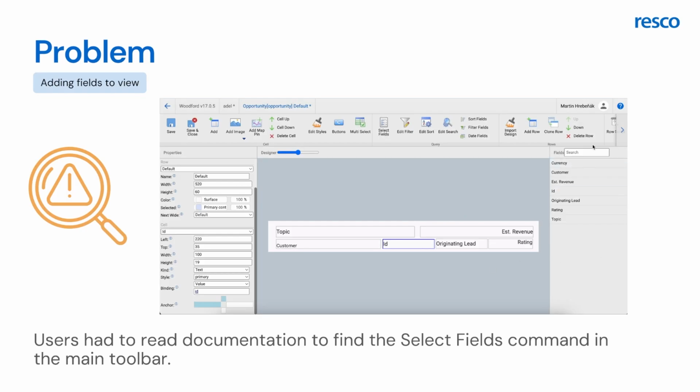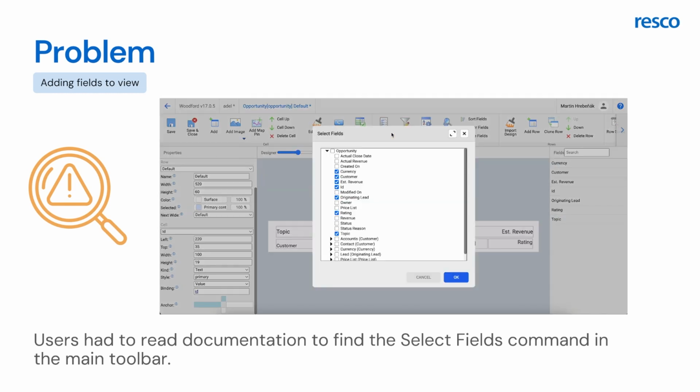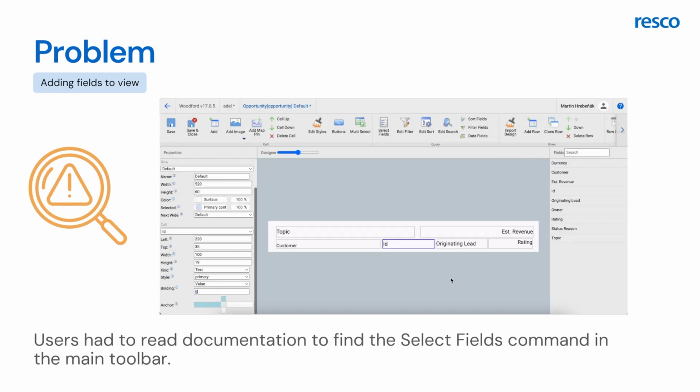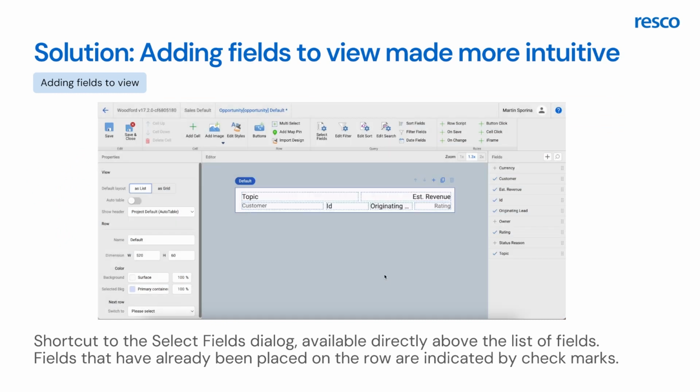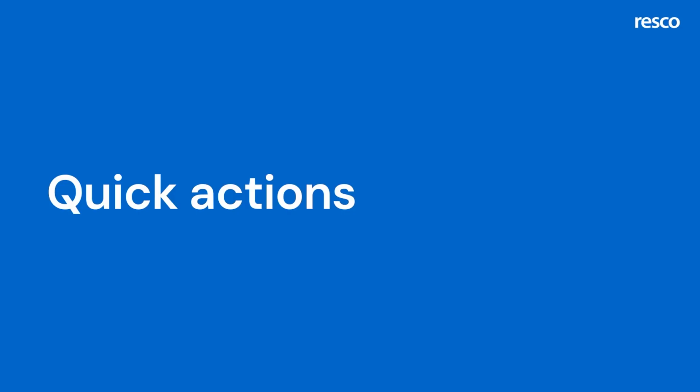Until now, new users had to read the documentation to understand that when they want to get more of their enabled fields into the view, they have to use the Select Fields command in the main toolbar. We have now placed a plus button directly above the list of fields to open the same dialog. At the same time, fields that have already been used at least once will be marked with a check mark, just like in the Form Designer.